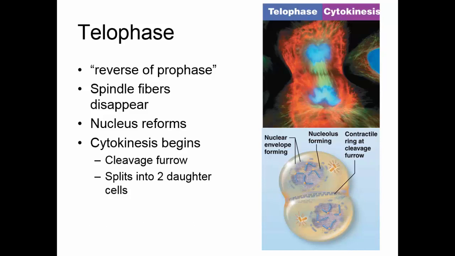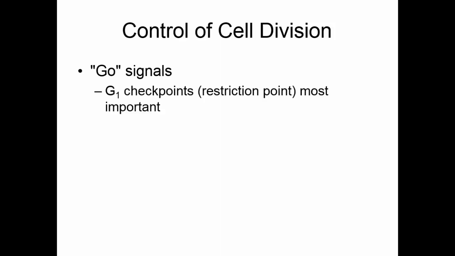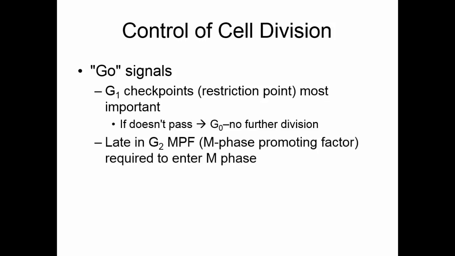Cell division is controlled by a series of go signals. In G1, we have a checkpoint called the restriction point. This is the most important. If you don't pass this, then the cell is in G sub-zero. This cell will no longer divide. We have another signal late in G2. This is the M phase promoting factor. This is required to enter into mitosis. If the cell does not pass this signal point, it won't go into mitosis.